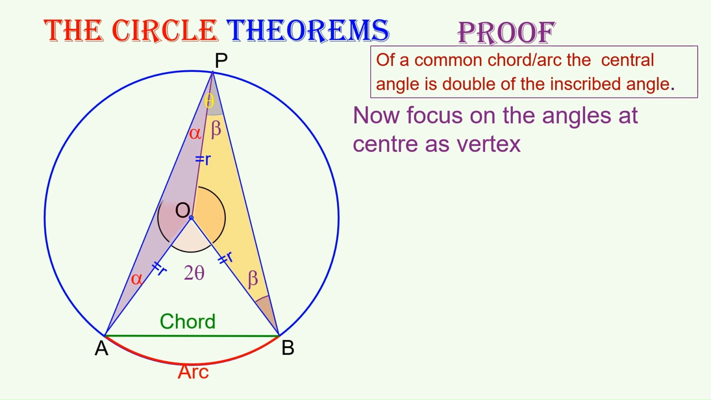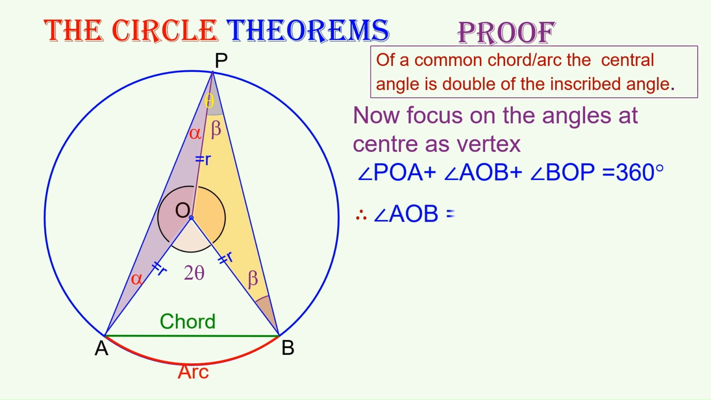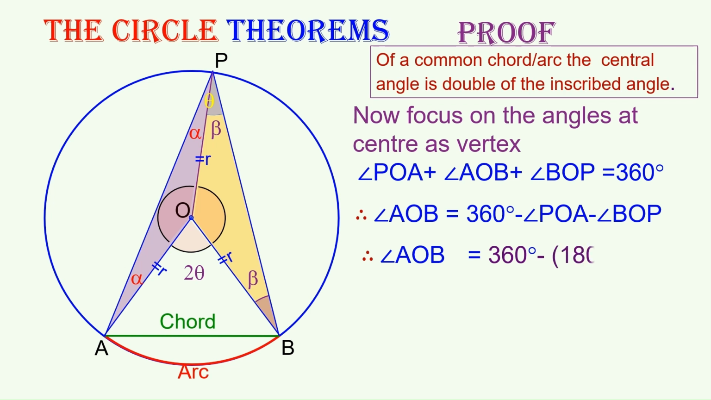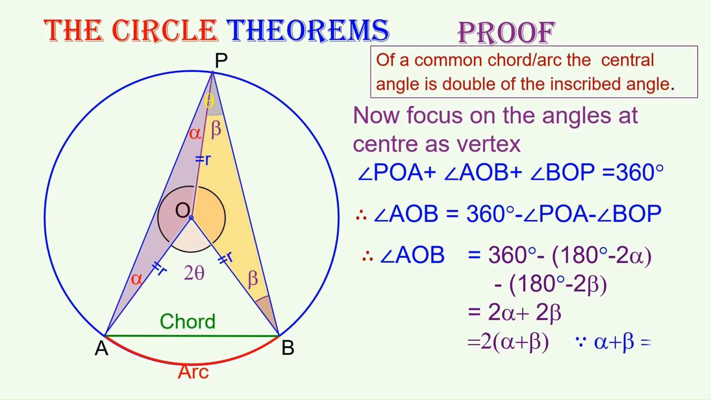Now focus on the angles at the center as vertex. Therefore angle POA plus angle AOB plus angle BOP equals 360 degrees. Therefore angle AOB equals 360 degrees minus angle POA minus angle BOP. Therefore angle AOB equals 360 degrees minus (180 degrees minus 2 times alpha) minus (180 degrees minus 2 times beta). As alpha plus beta equals theta, therefore angle AOB equals 2 times theta. Hence the theorem is proved.